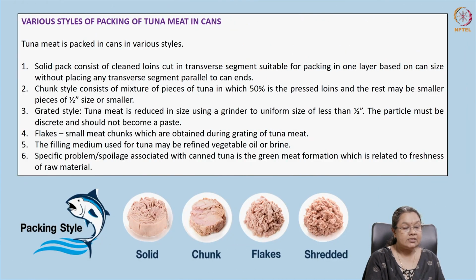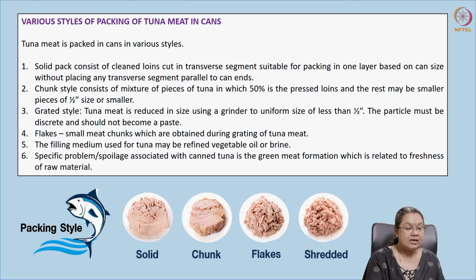Now there are various styles in which it can be packed. One is a solid pack. It consists of usually either side of the tuna, which is cut into loins, just like in higher animals, where it is also labeled as loins. In the solid pack, the loins are cut into transverse segments and placed in the can, and you don't place any segment parallel to this. So it is just filling the can. The solid contents are packed in the vertical position, and no parallel segments are kept.